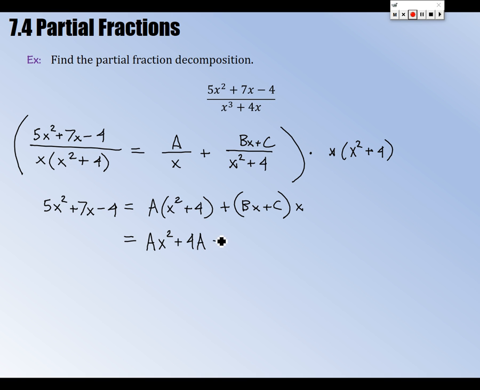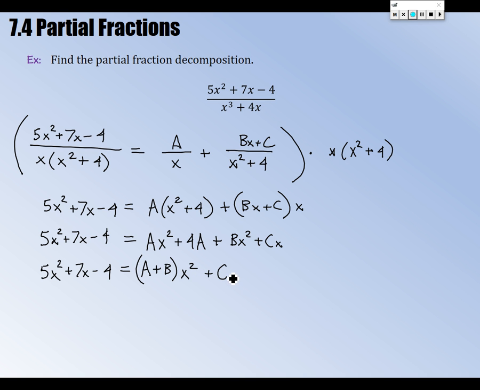I'm going to multiply this out, which I think is a reasonable thing to do on the right side. Keep the left-hand side where it is. And then on the right side, I'm going to collect like terms. Do you agree that a plus b is the coefficient on the quadratic term? C is the coefficient on the linear term? And 4a is the constant term. So I just rearranged the right-hand side.